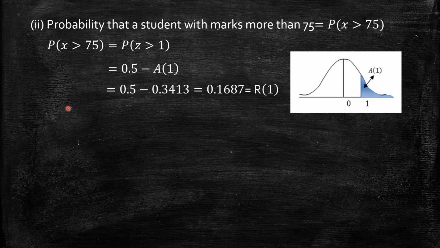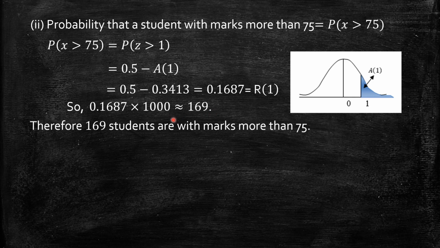So A of 1 is 0.3413 from the standard normal table, or it is already given in the problem itself. The data is given in the problem, so we can use that directly. So 0.5 minus 0.3413, which is 0.1687. Or if we are using a calculator, this is nothing but R of 1 to infinity. So for the total number of students, multiply by 1000, that gives 169.